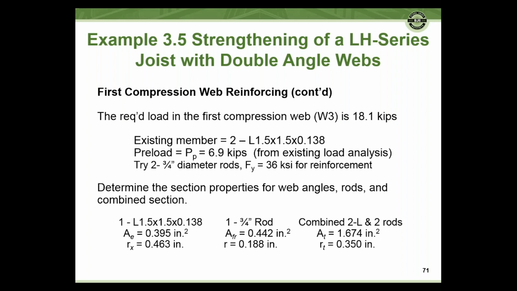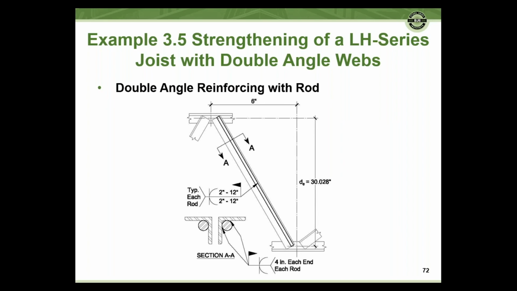So what we're going to do is determine our section properties. Again, for a single angle, the single 1.5 by 1 3/8, the area is 0.395, R sub x is 0.463. For the rod, our area is 0.442, and our radius of gyration is 0.188. So for the two angles and the rod, our total area is 1.674, and our radius of gyration is 0.35. Now that radius of gyration is about the x-axis for both combined members.